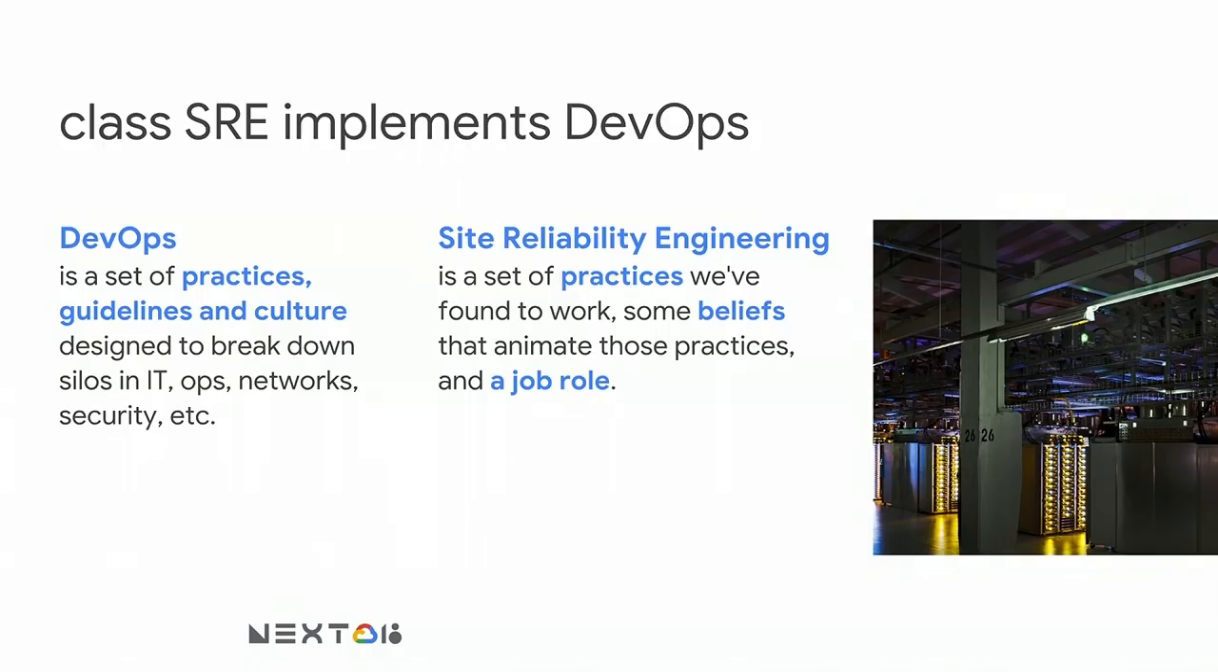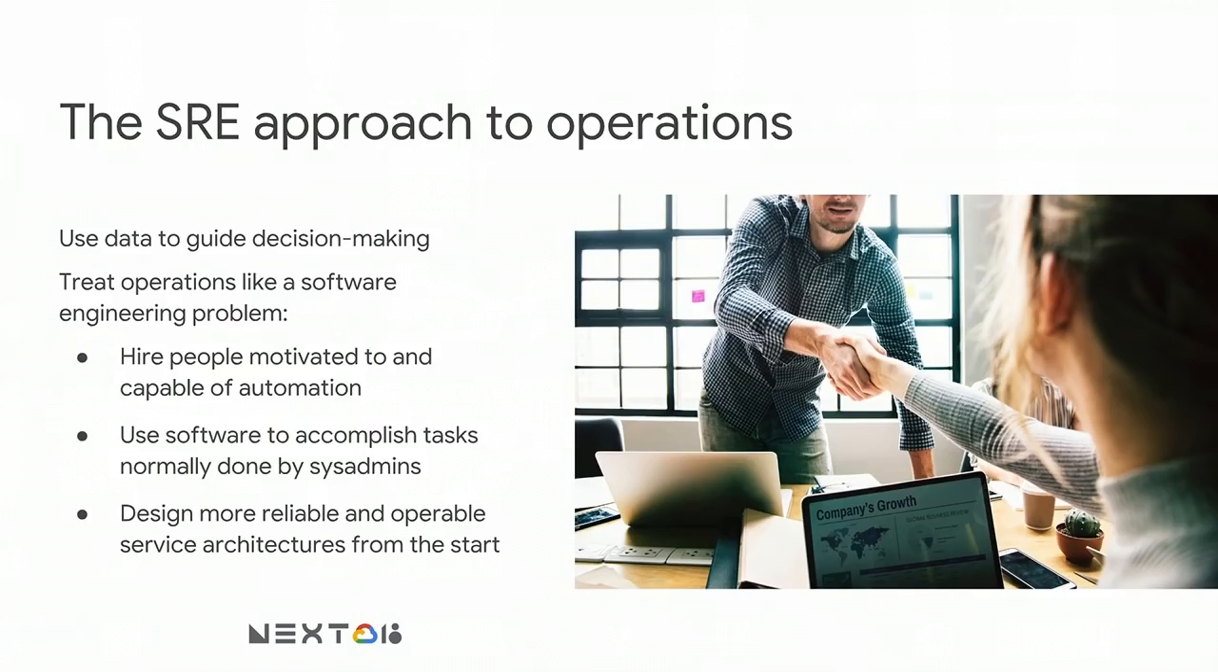It says, here are some practices, here are some concrete beliefs and philosophies, and here is a job role. You'll notice that as much as people like to hire for DevOps engineers, there is no such thing as a DevOps engineer. Whereas you can hire a site reliability engineer and have a relatively clear idea of what that job description means. So what is in that job description, right?